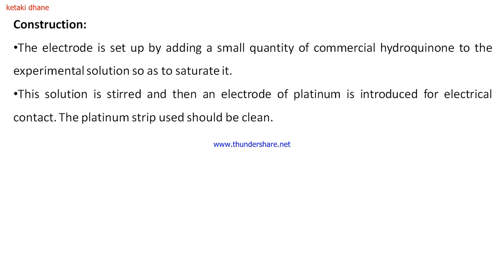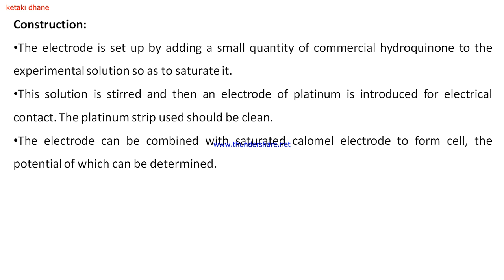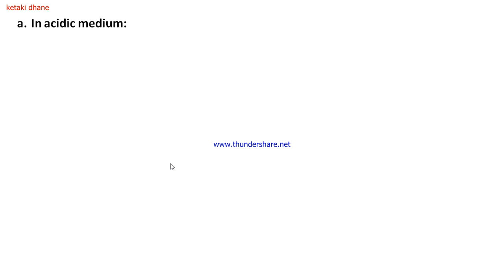Now the construction of the electrode. The electrode is set up by adding a small quantity of commercial quinhydrone to the experimental solution to be saturated. Then a platinum electrode is introduced for electrical contact, and the platinum strip should be clean. The electrode can be combined with a saturated calomel electrode, which is the reference electrode, while quinhydrone is the indicator electrode. We combine the indicator electrode with the reference electrode to form the cell, whose potential can be measured.